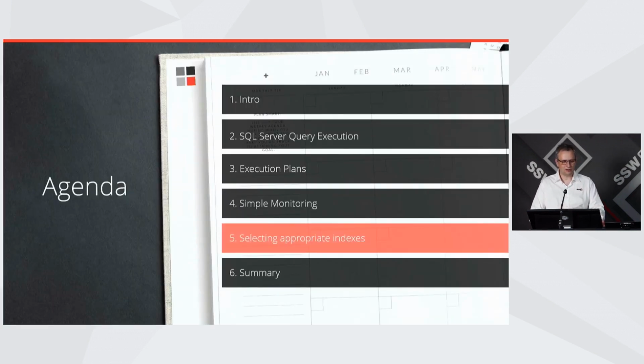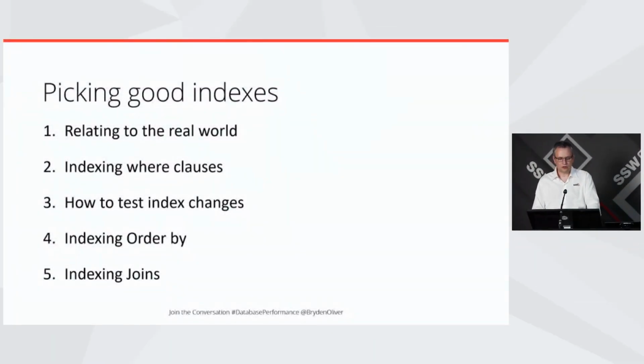But now we'll get to what you can do. So far all we've figured out is what is causing our SQL Server performance issues. We've still got no idea what we're going to do about them. So now we're going to get into that. We're going to try and pick some good indexes and try and get that sort of performance improvement.